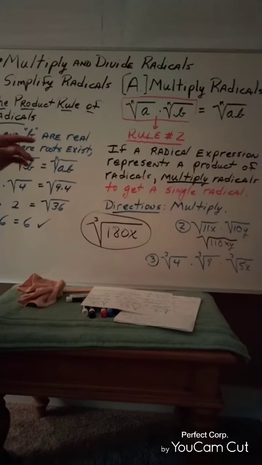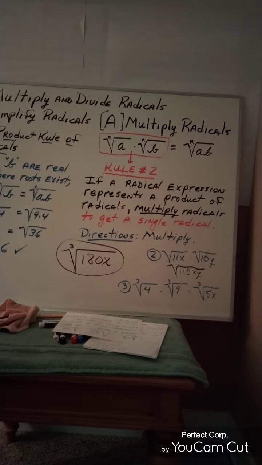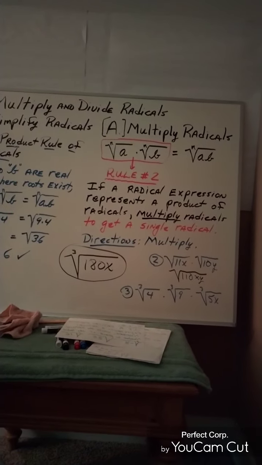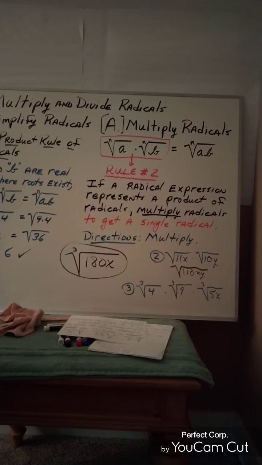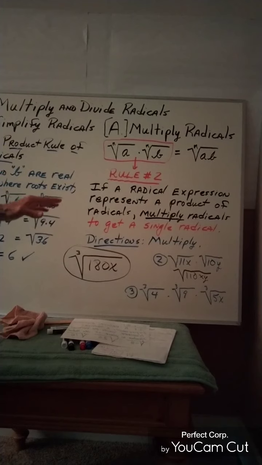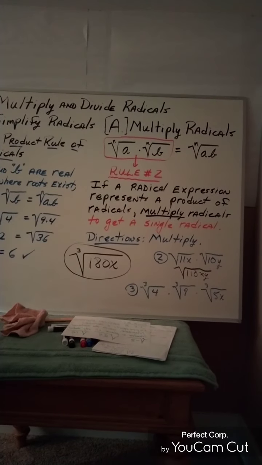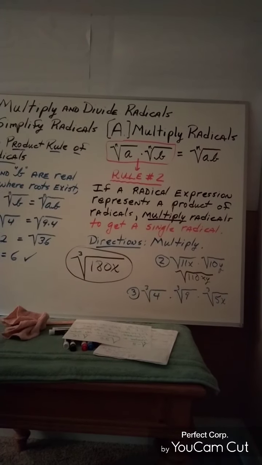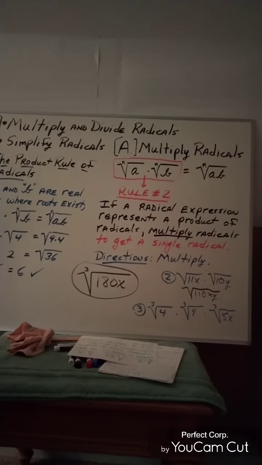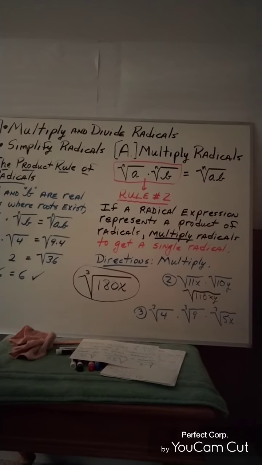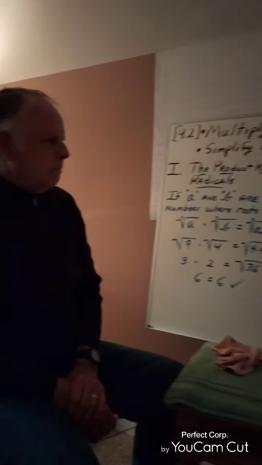That is the first rule of 9.2 under the caption of multiplying radicals. If a radical expression represents a product of radicals, multiply the radicals together to get a single radical. And that we did on those first 3.